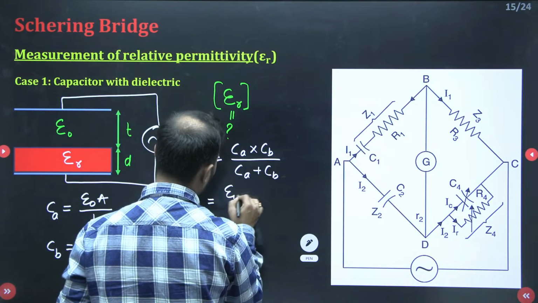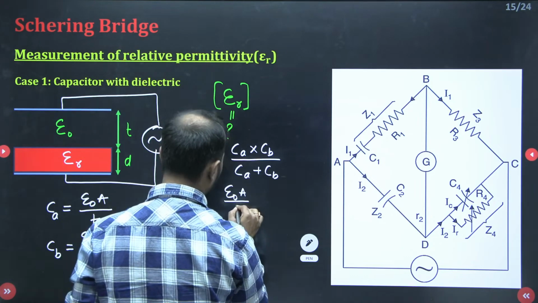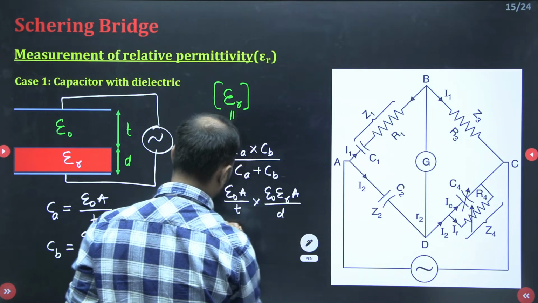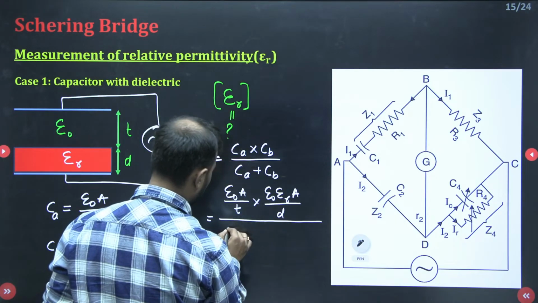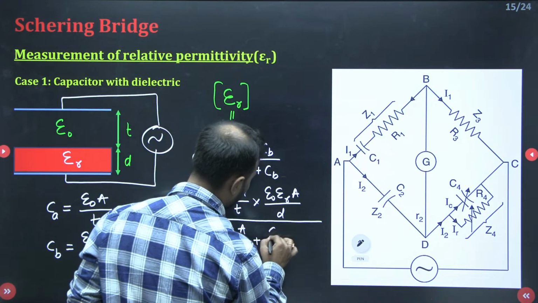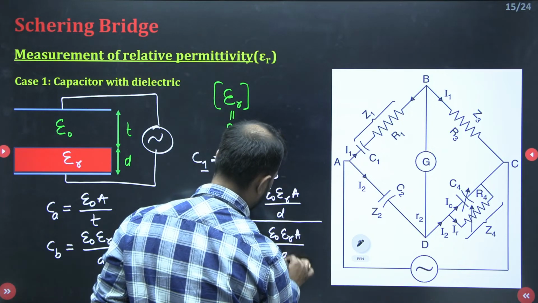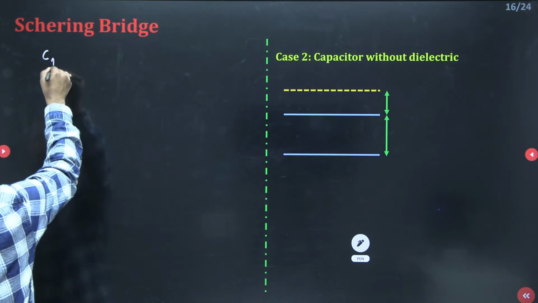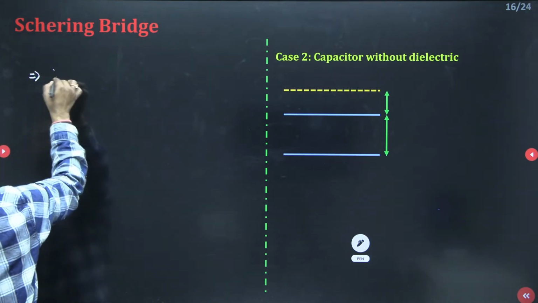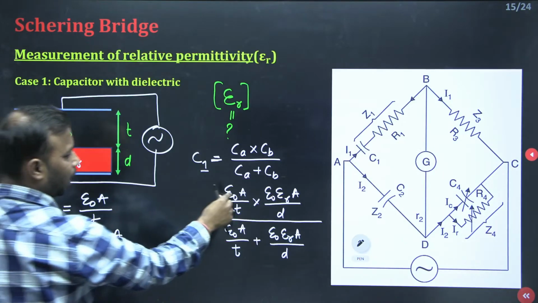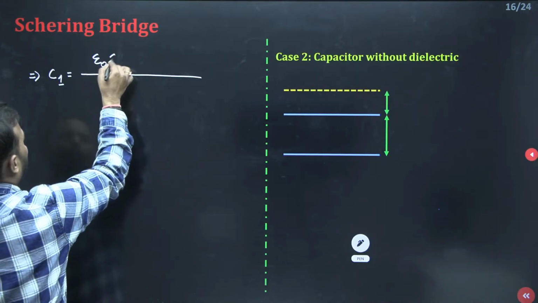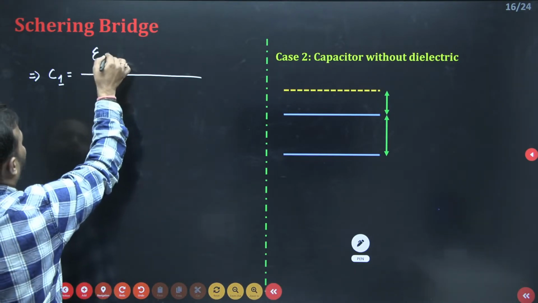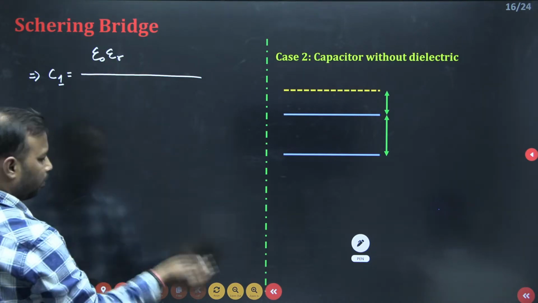ठीक है, now let us substitute this value. क्या होगा बताओ? Epsilon naught A by T into epsilon naught epsilon R A by D, whole divided by epsilon naught A by T plus epsilon naught epsilon R A by D. So let us take the LCM over here. So क्या मिलेगा यहां से? This implies C1 is equal to epsilon naught epsilon A का होल स्क्वायर, epsilon naught epsilon R, or let me write A together.